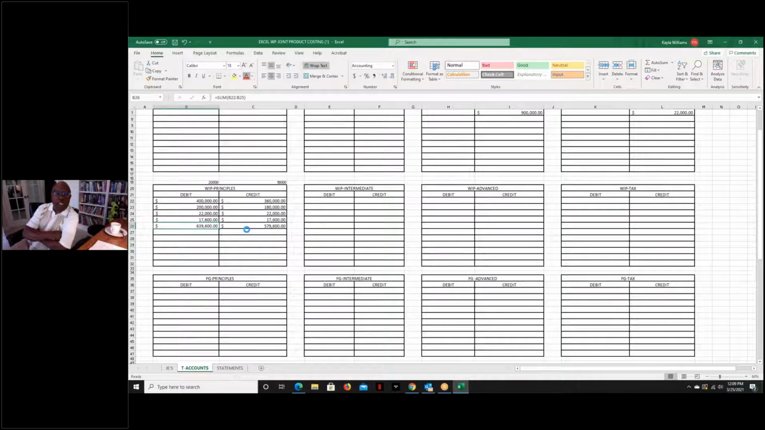Now let's put a formula in there to get the balance in the account. I'll put it down here at the bottom. There we go. That's the balance right here. Any questions by anybody? Okay, let's do intermediate.